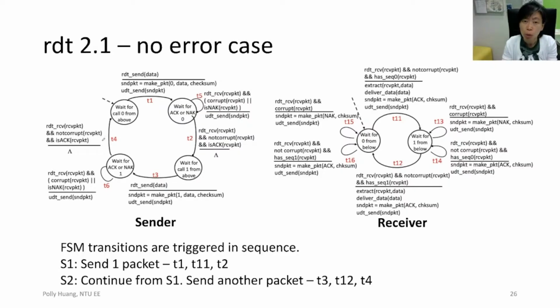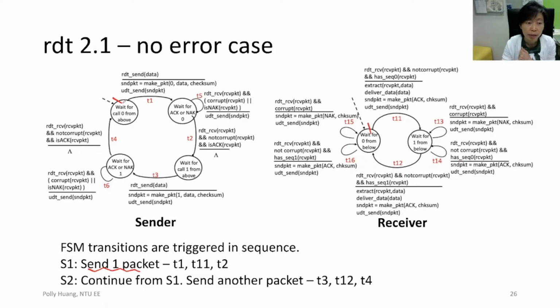Now, in order to find out what transitions each of these finite state machines will be taking, we need to know the starting state. At the beginning, the sender is going to start from the initial state. So the starting state will be the initial state for the first transition. Similarly for the receiver, this is the initial state. Therefore, the starting state of the first transition at the receiver side is also the initial state. Now, the event is to send one packet.